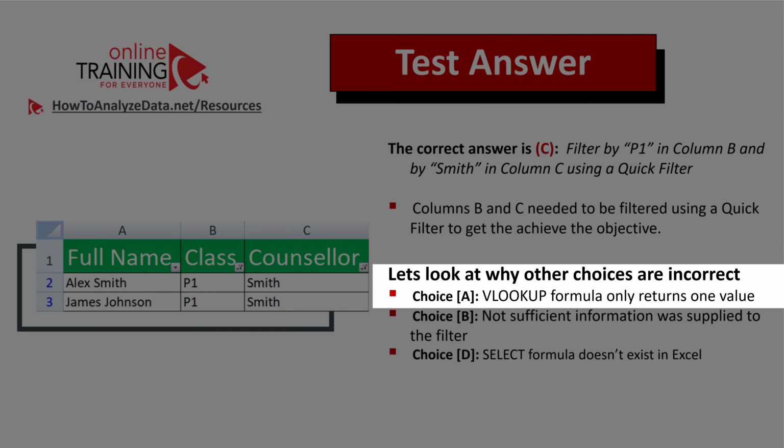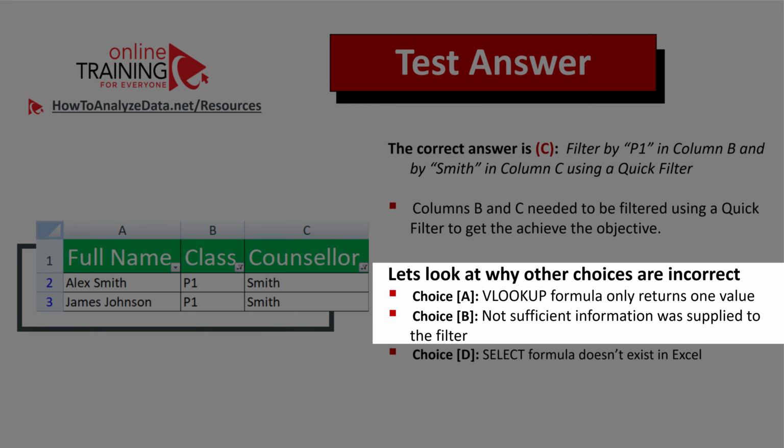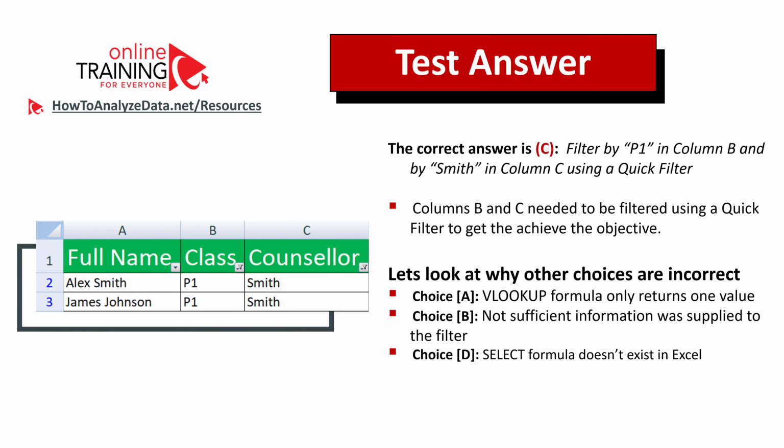For choice A, Vlookup formula only returns 1 value. Choice B is incorrect because not enough information is supplied in the filter to select the correct values. And choice D is incorrect because select formula doesn't exist in Microsoft Excel. Hopefully you've nailed this question and now know how to answer similar problems on the test.